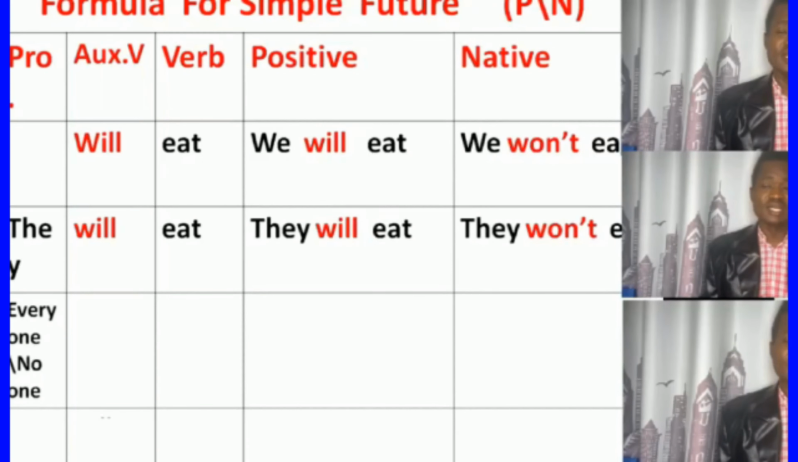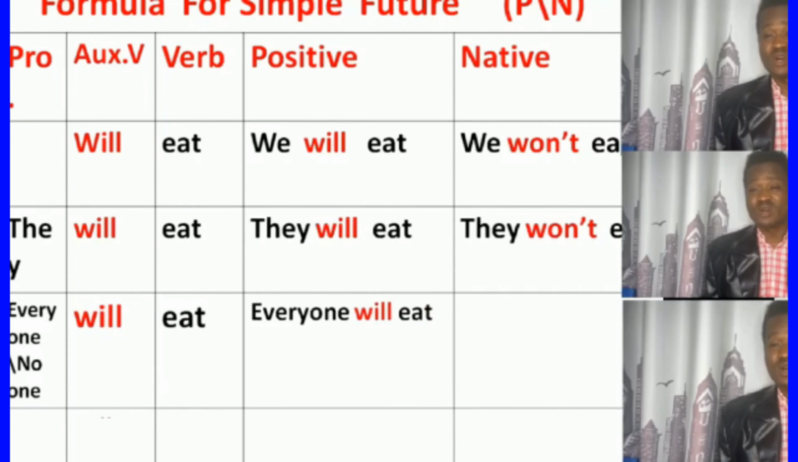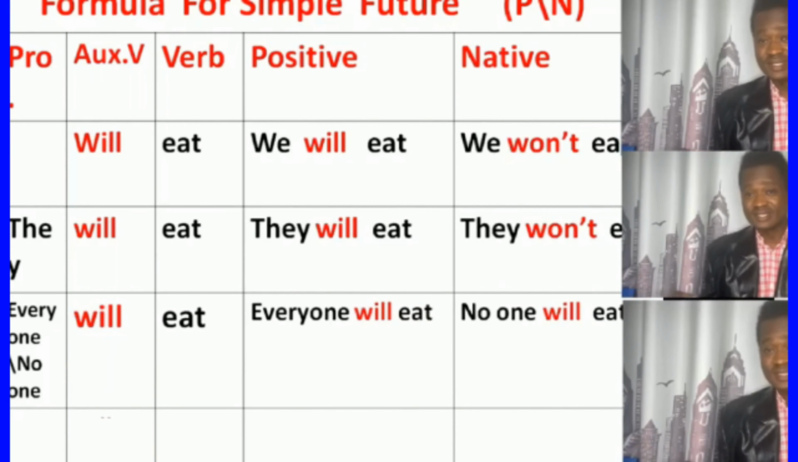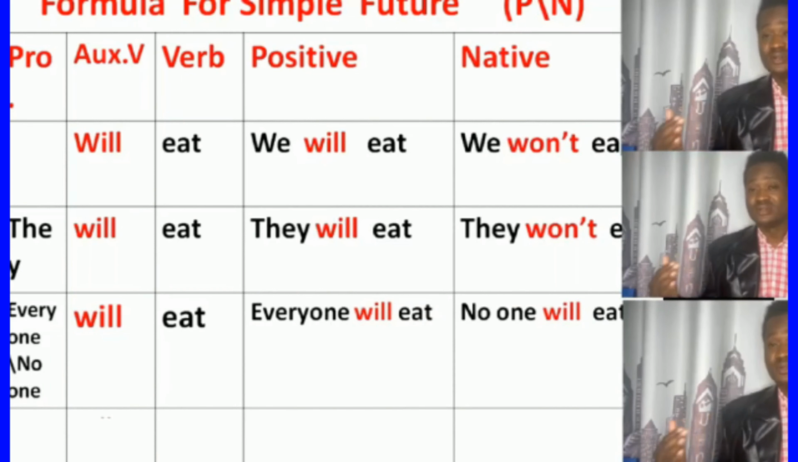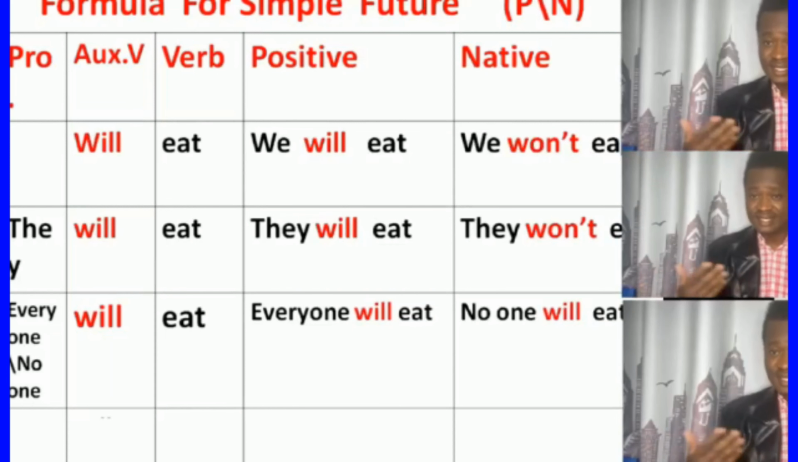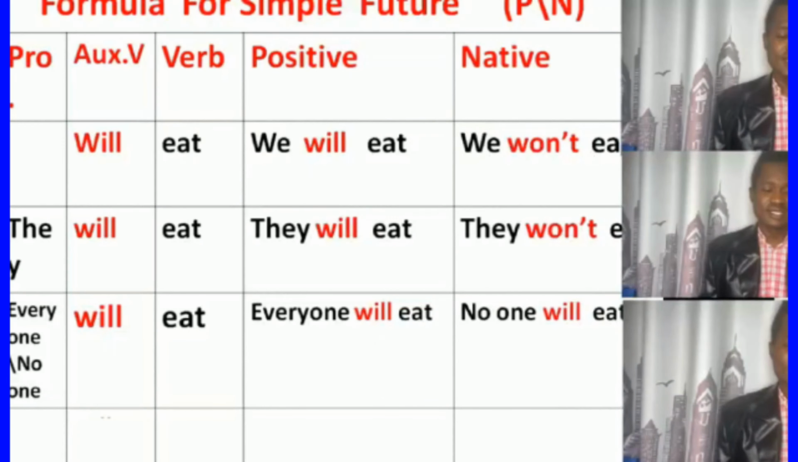So indefinite pronouns, you've got to remember them. We have the auxiliary verb will and the main verb eat. In the positive, going to be everyone will eat. This is an indefinite pronoun, everyone will eat. So the negative form is going to be what? No one will eat. So no one represents a negative form. Or sometimes we can use none will eat. So no one, none, this is a negative form in indefinite pronouns. All right, let's go.